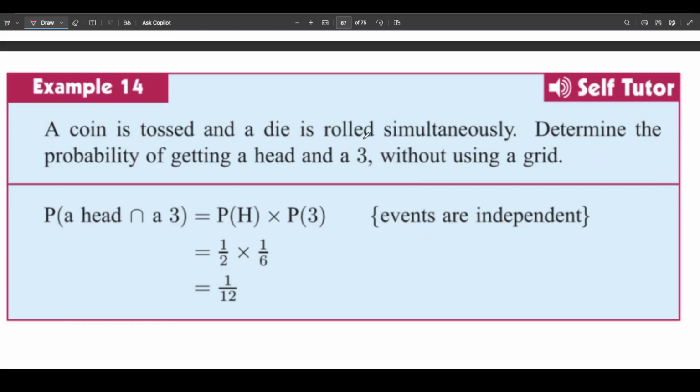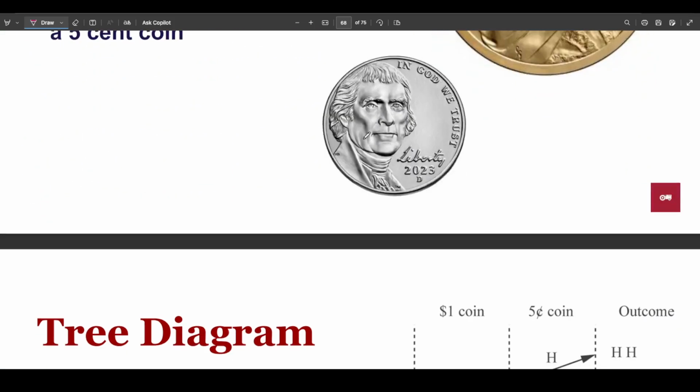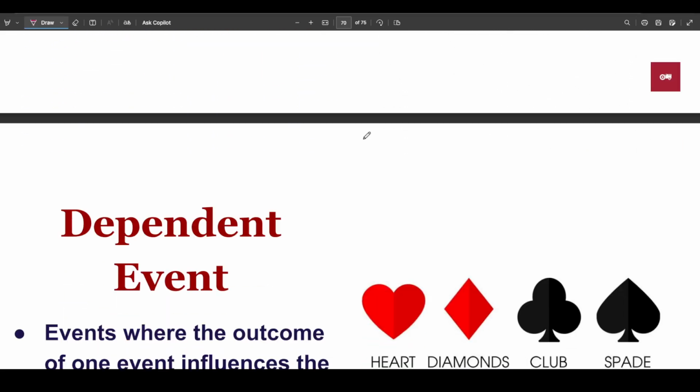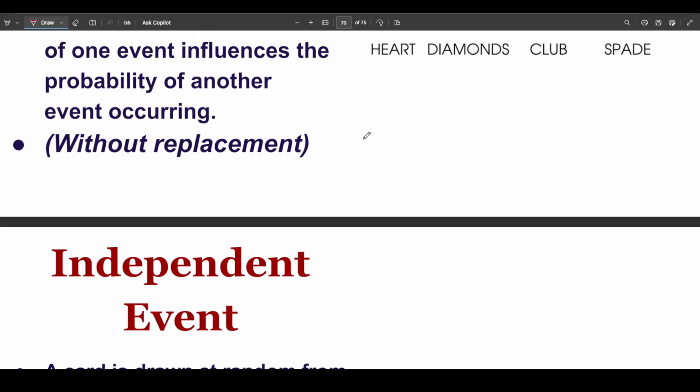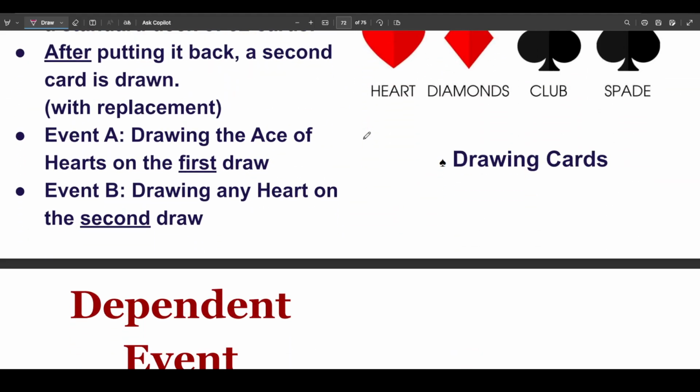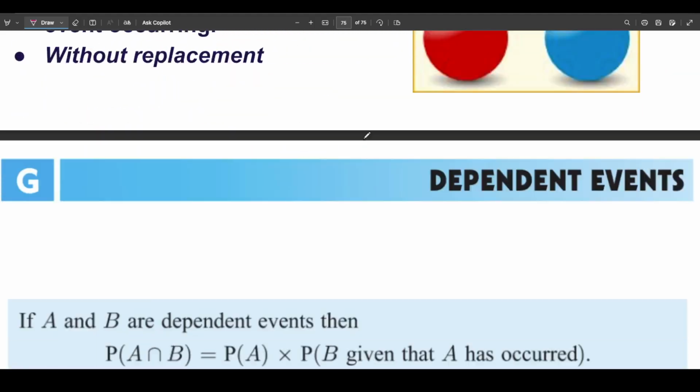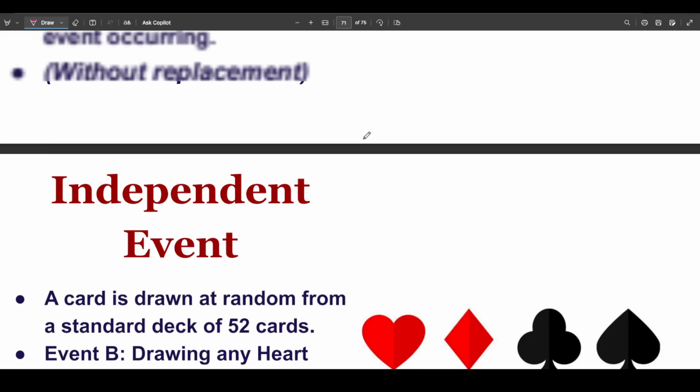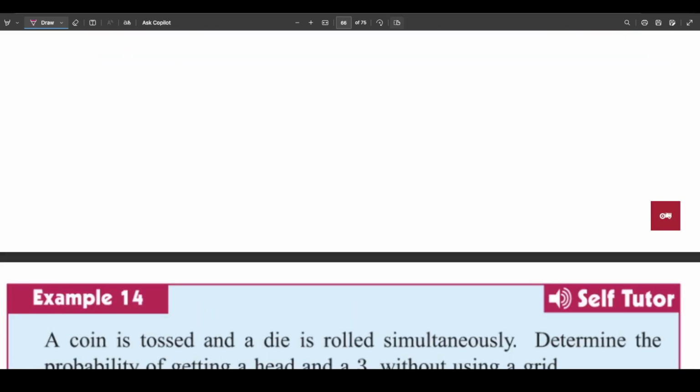Okay, I think for now it's enough. We should talk about tree diagrams as well, which I'm going to leave for later. Okay, let me see. So let me just have a quick recap of all these formulas that I've told you.